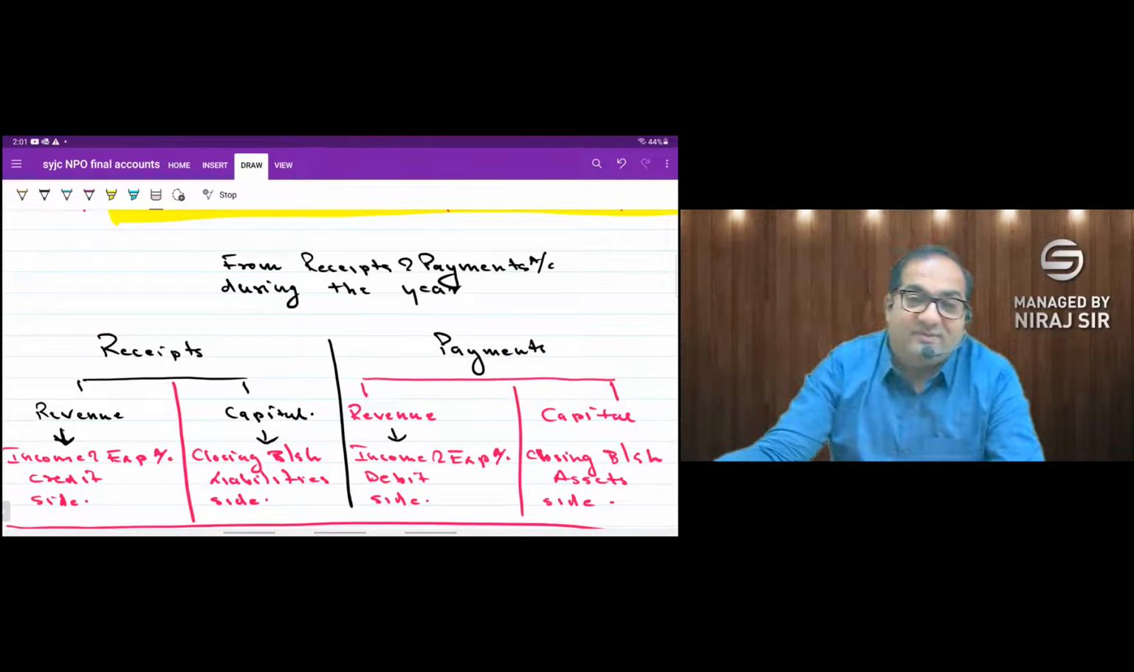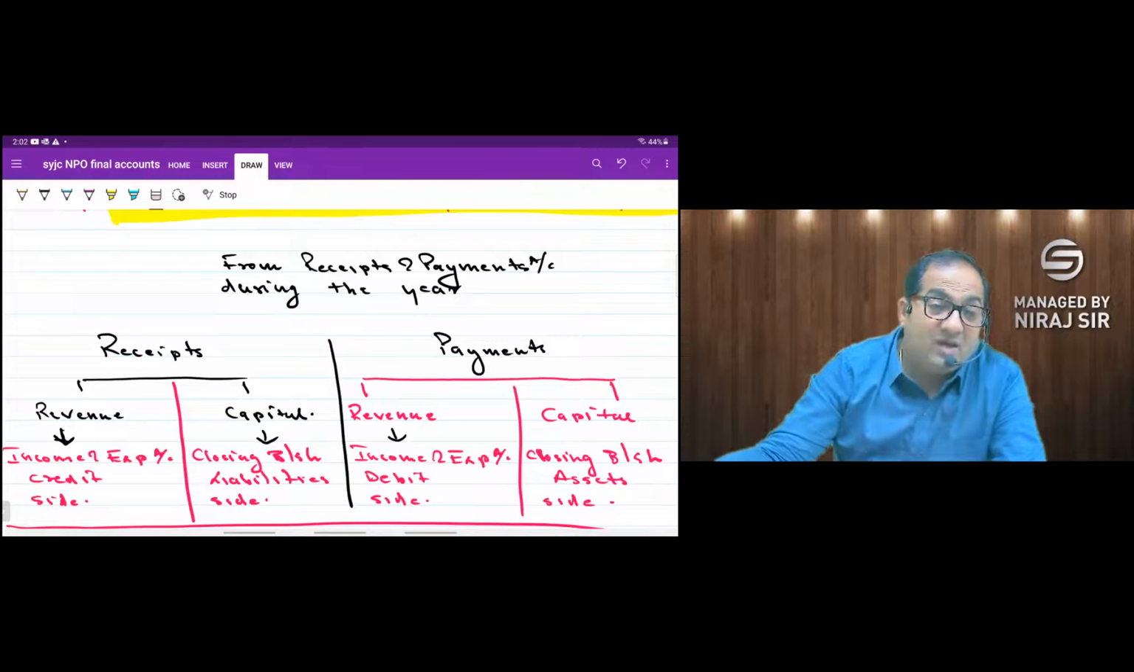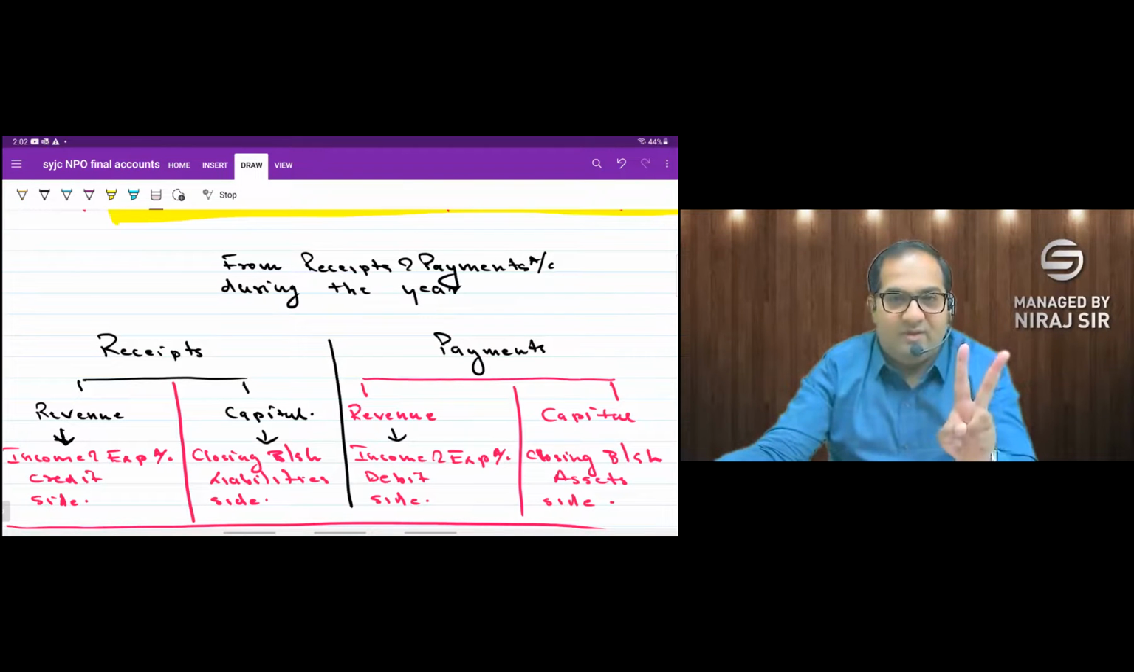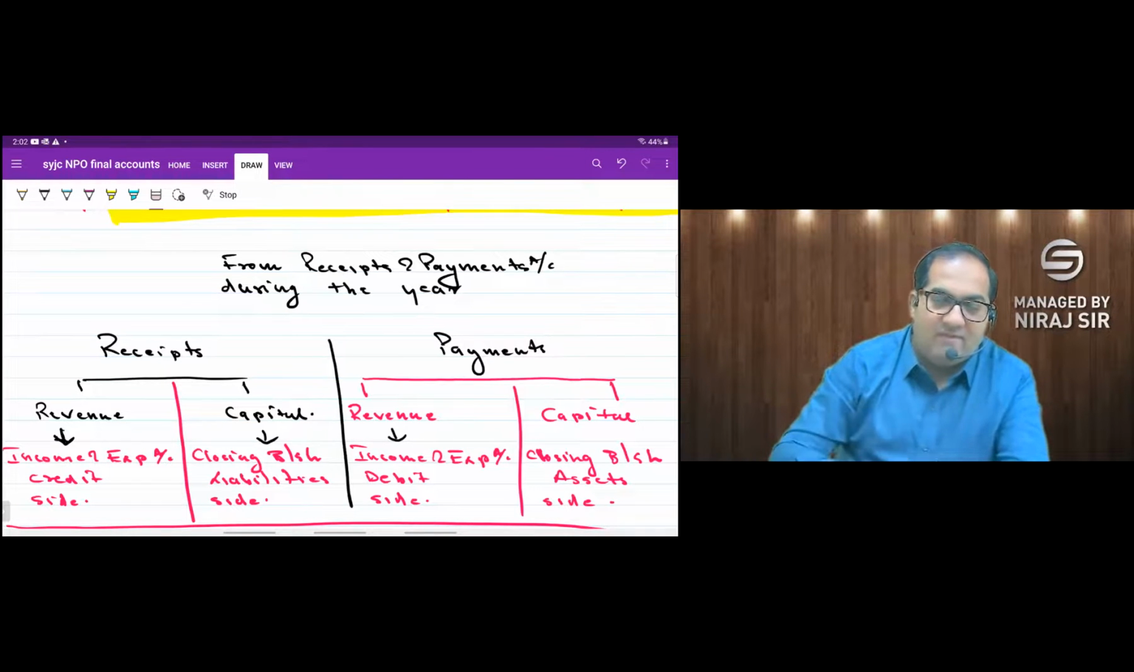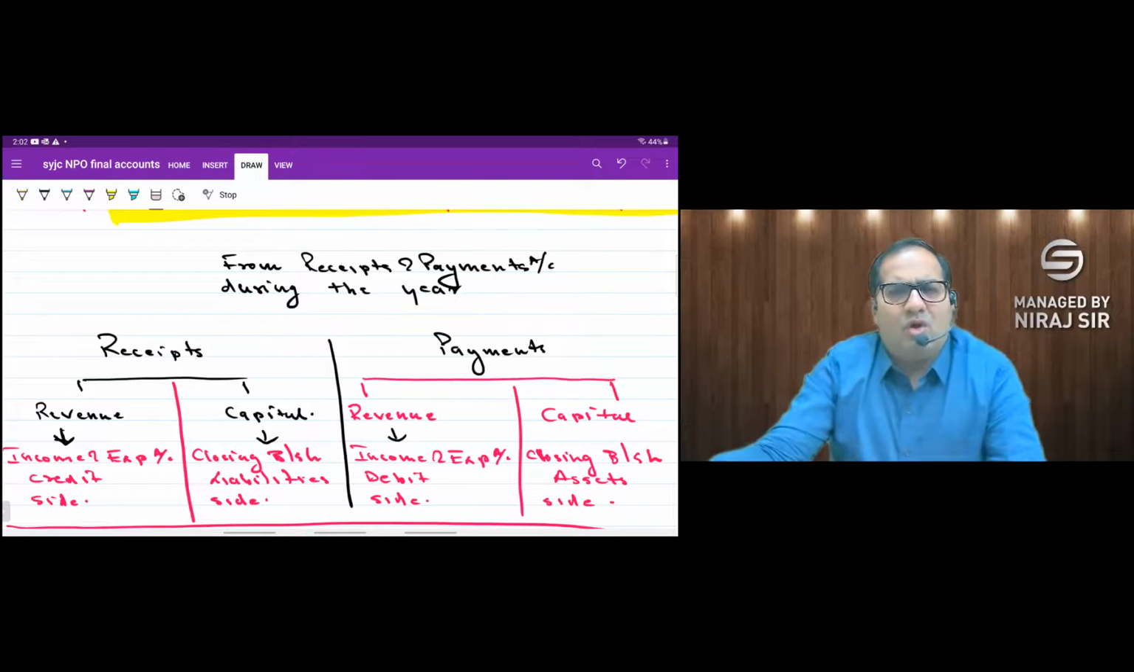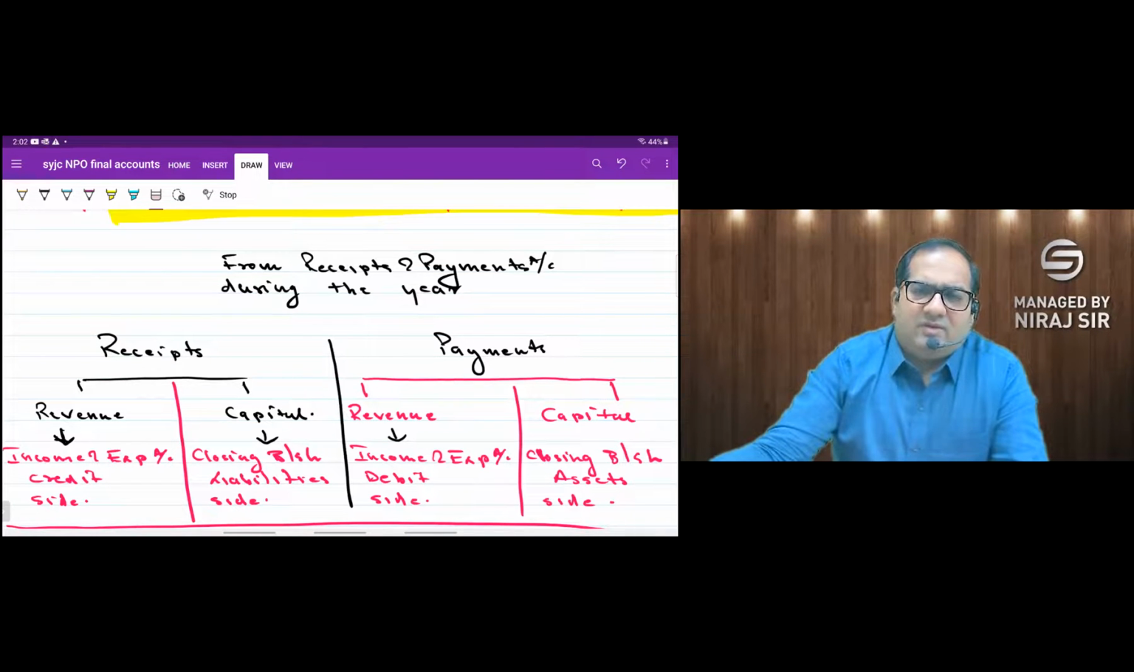Now let's go to capital receipt. For capital receipt, again, there are 2 points. Any receipt which is non-recurring in nature. And secondly, if donations are received for a specific purpose, then also it is a capital receipt. Remember, whether it is a revenue receipt or capital receipt, we have received during the year, it has to come on the receipt side. But receipts broadly, we will categorize revenue receipt, capital receipt.